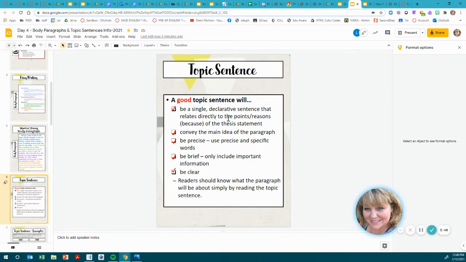So a good topic sentence will be a single declarative sentence that relates directly to the points and reasons, the because of the thesis statement. It conveys the main idea of the paragraph. It uses precise and specific words. It's brief, but it will only include important information. It's very clear, and the reader should know what the paragraph will be about simply by reading the topic sentence.